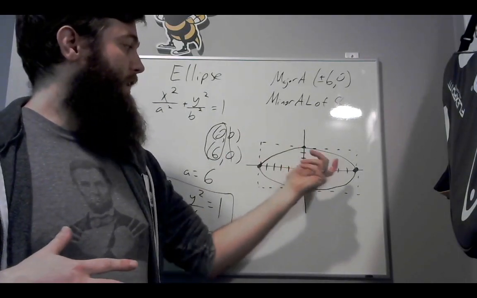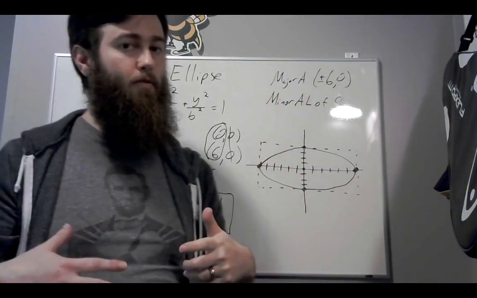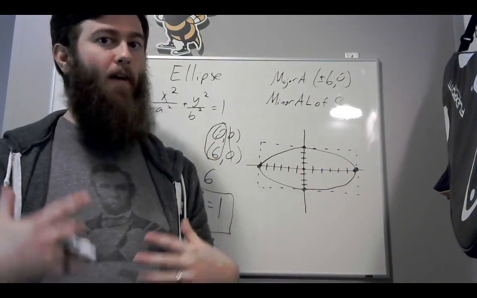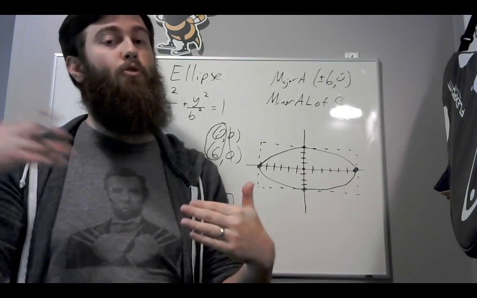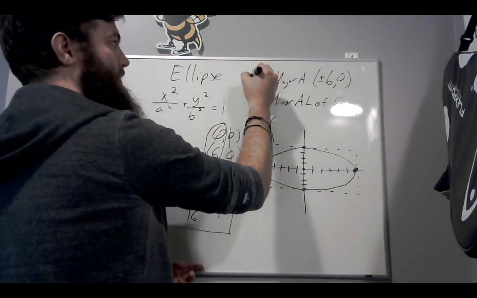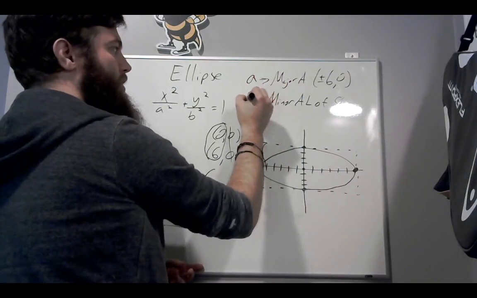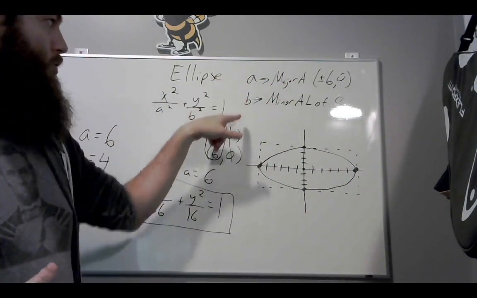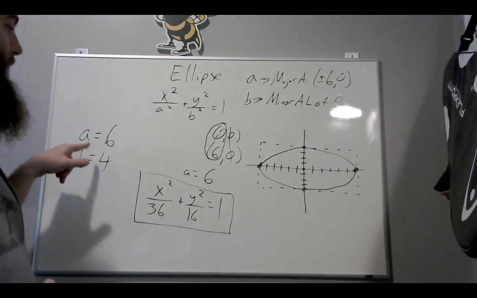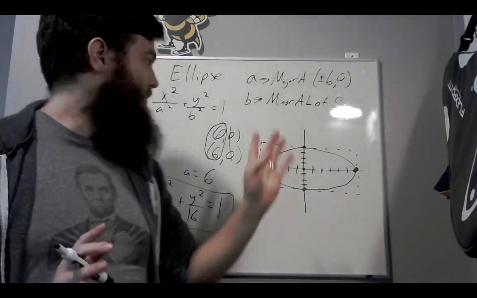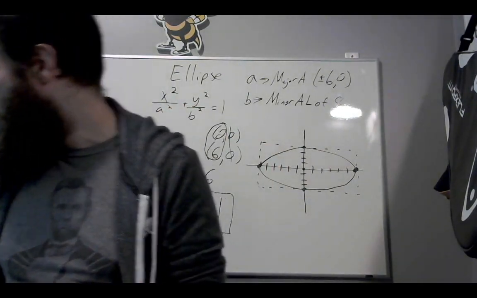Otherwise, if you're given a focus instead of one of these two values, then you are going to have to do a little bit more math to find that a or b value using c. But if you have a and b, because the major axis is going to give you your a, and the minor axis is going to give you information on b, using those two, I don't need c, because it's already a and b only in the equation. There is no c value in this equation.